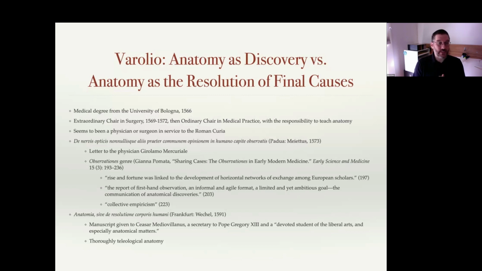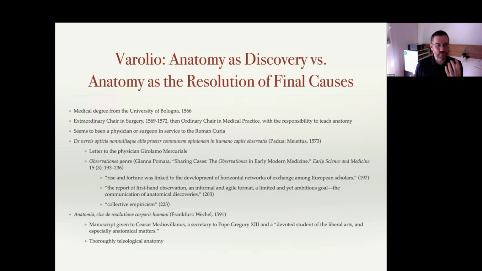So his two major works, De Nervis Opticis, Observatis de Nervis Opticis, and he gives as well observations of other parts of the head. It's originally a letter to the physician Girolamo Mercuriale, really well-known 16th century physician. It belongs to the Observationes genre, as Gianna Pomata has outlined, Ian MacLean a bit before her.